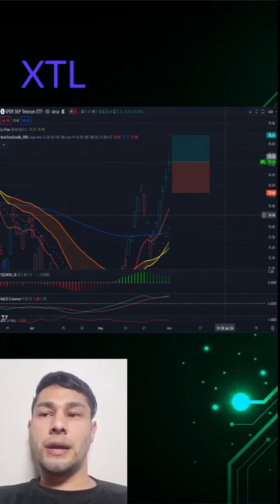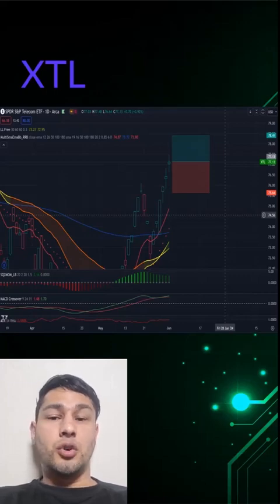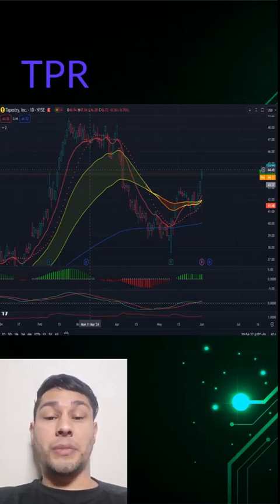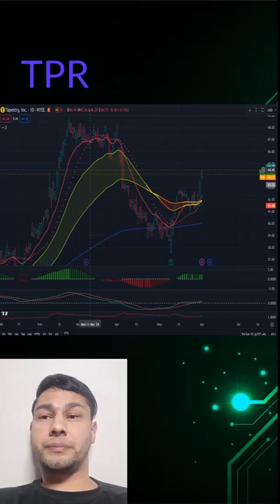So let's go ahead and look at TPR. TPR is interesting. It's a new one on the weekly list because I noticed that this band, the yellow band here, is turning up. It's making a move to the upside. So I'm going to keep an eye out on what happens with this trade right now.